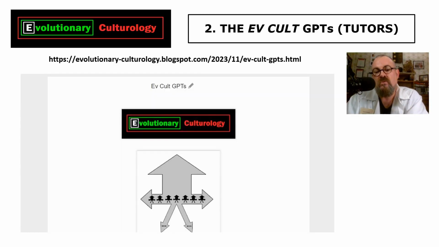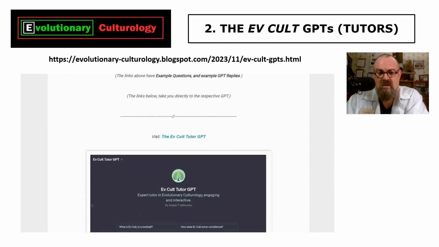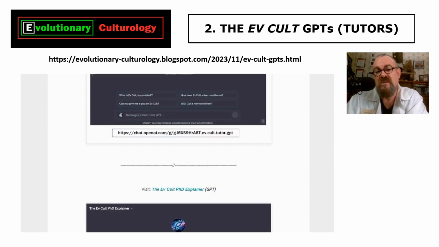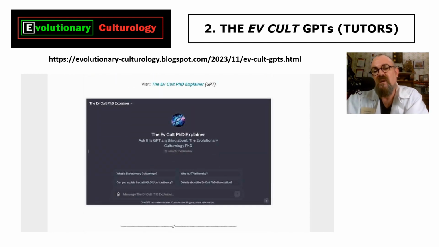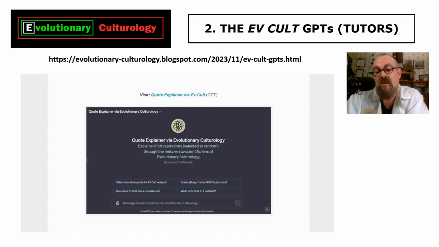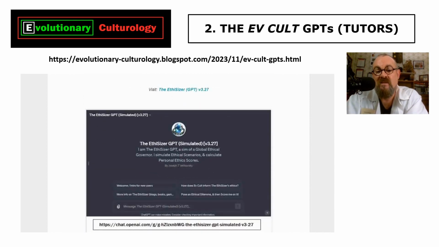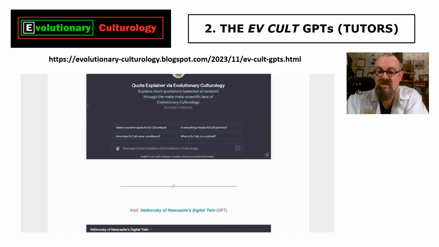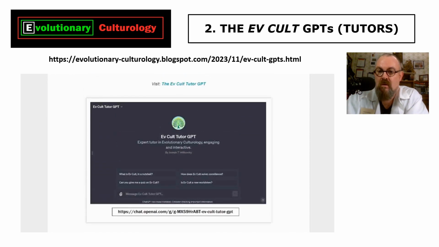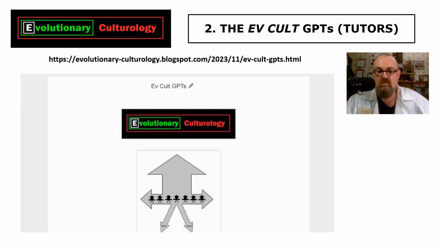And this is a quick overview of some of the Ev Cult GPTs. So there's a number of these. If you go to that page on the Ev Cult weblog, you'll see these Ev Cult related GPTs. So we have the Ev Cult Tutor GPT. So when you're doing this course, you can ask that any questions. The Ev Cult PhD Explainer, that can answer any questions about the Ev Cult PhD. A Quote Explainer, which will explain quotes in terms of Ev Cult. There's one of my digital twins or digital clones. You can ask that any questions as well. Then there's the Ethicizer GPT. Anyway, a whole bunch of GPTs there that you can ask questions about Ev Cult if desired, if you need more detail. So that's all on the Ev Cult blog.